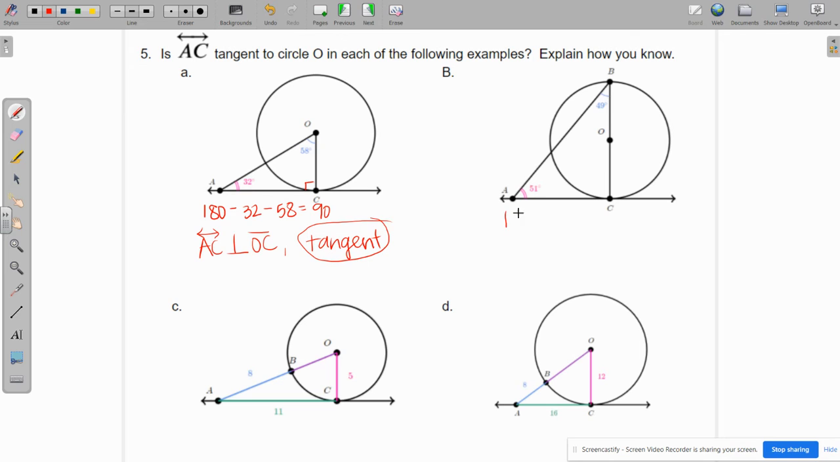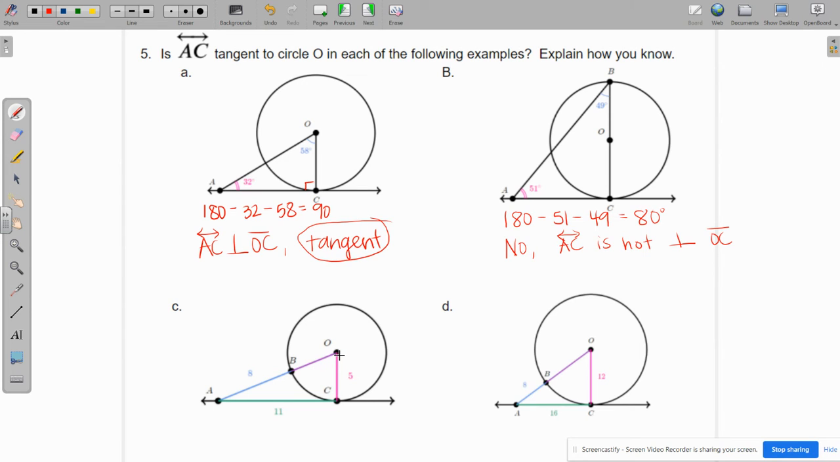In this example, if I take 180 and I subtract 51 and then 49, I'm left with 80 degrees, which means this is not a right angle. So no, this is not going to be tangent. And the reason is that, again, line AC is not perpendicular to segment OC.